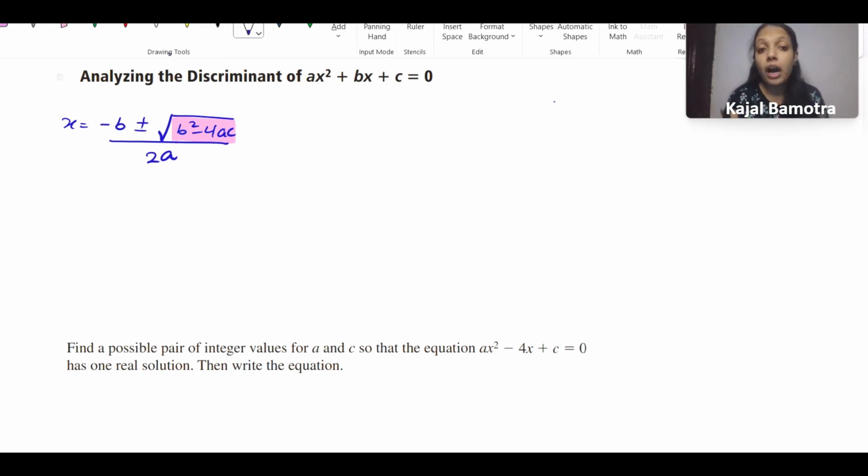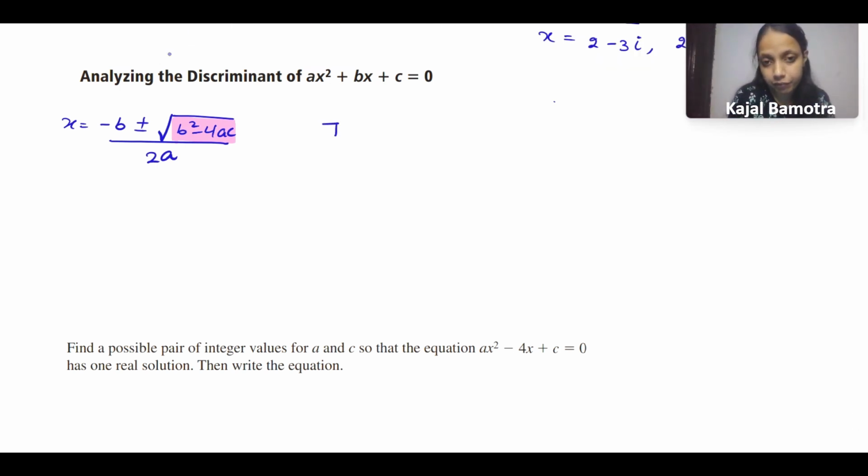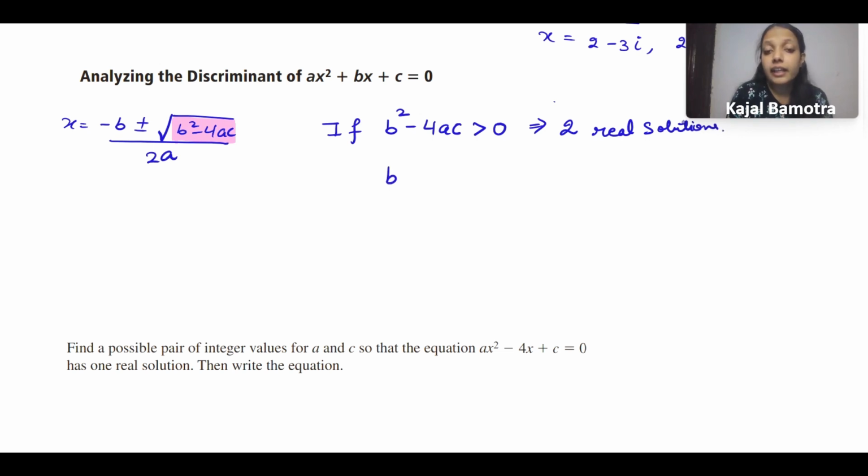This will tell you how many real solutions this quadratic function or quadratic equation has. First, if b squared minus 4ac is strictly greater than 0, this implies two real solutions. Second, if b squared minus 4ac equals 0, in this case we have one real solution.